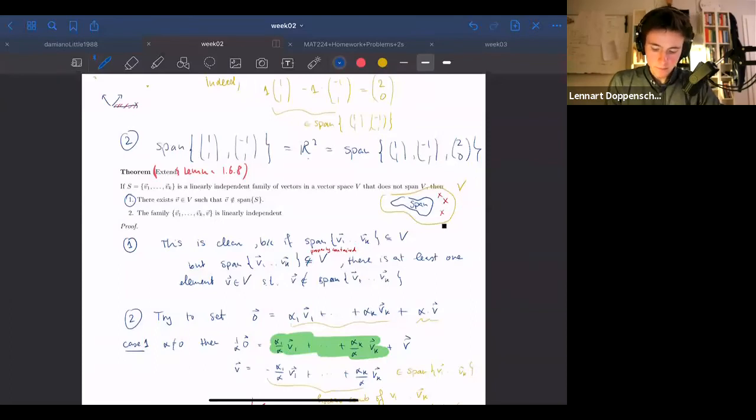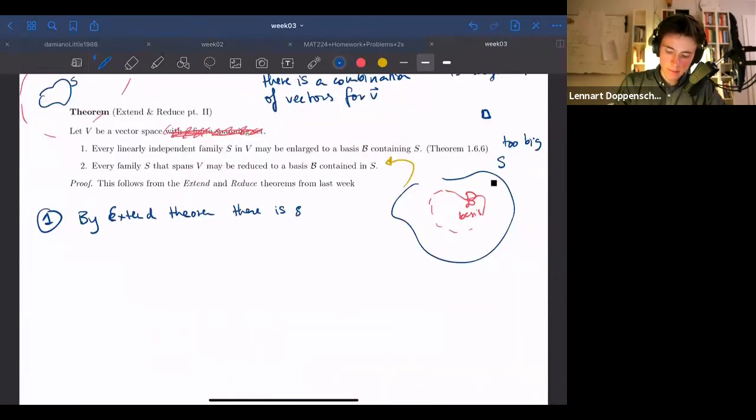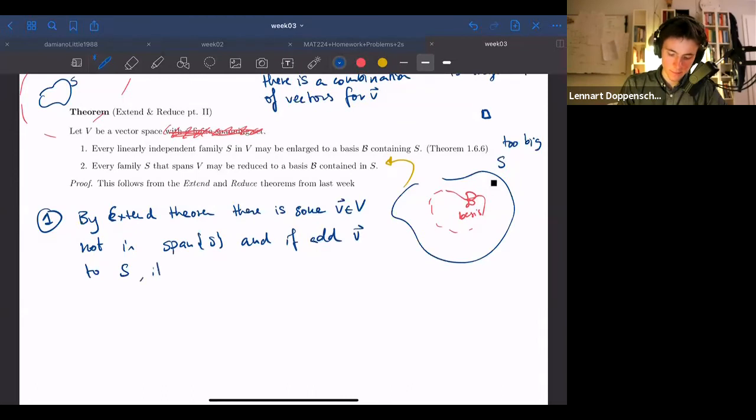If it doesn't span the whole space, then there's some vector in V that is outside the span, and that's the first assertion, that this vector exists. And the second one is if we add this vector, it's still independent. So in this case, by the first assertion, there's some v in V not in span S. And if we add v to S, let me say S prime is equal to S union this v, S prime remains independent.